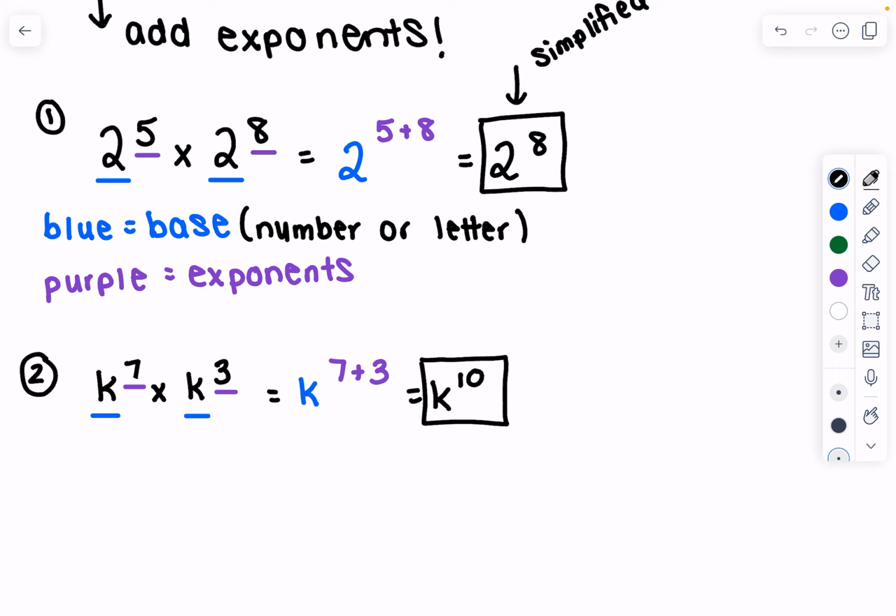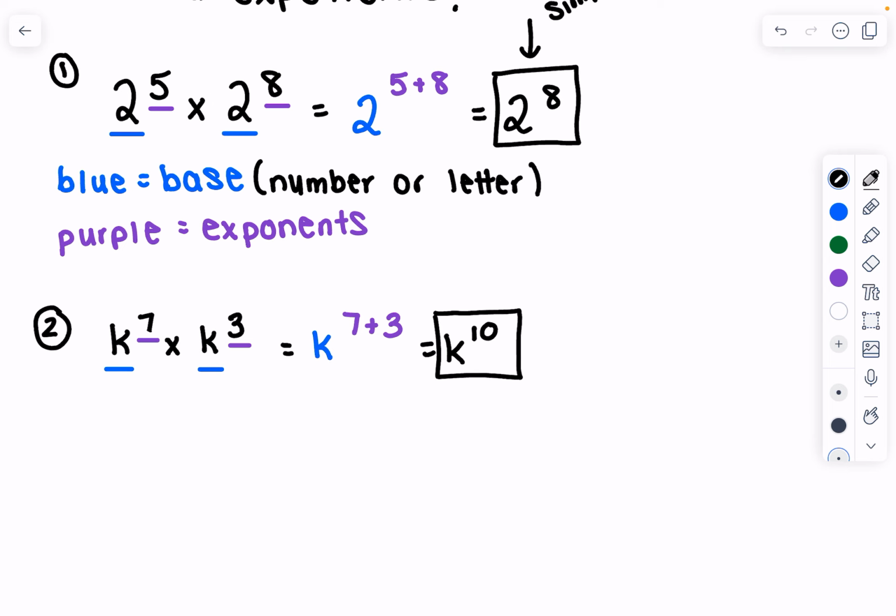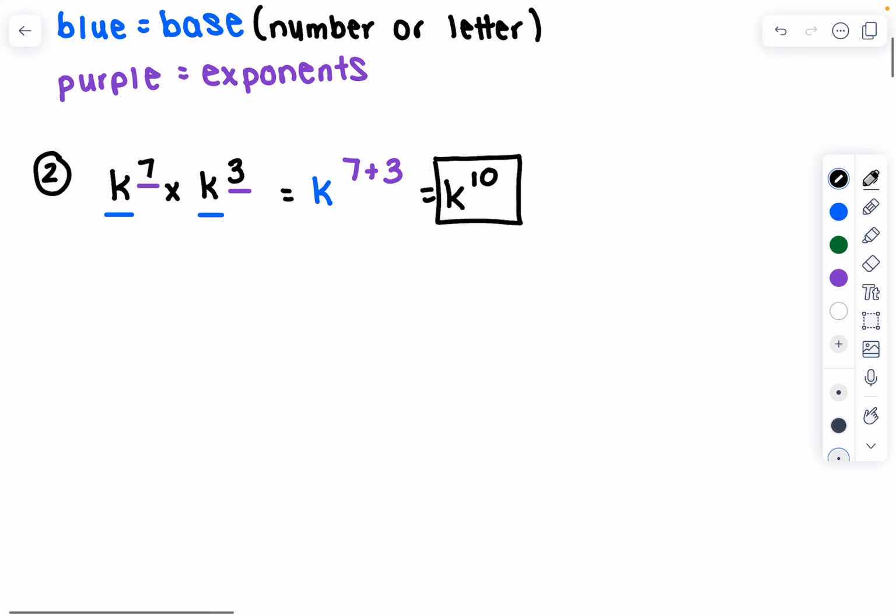Can we evaluate answers with letters as a base? Or sorry, I guess I should be more specific, simplified answers. Can we evaluate those if they have a letter as the base? No. We could never just get a numerical answer for this. That would unfortunately never work out. So that's what we're left with: one example with a number, one example with a letter.